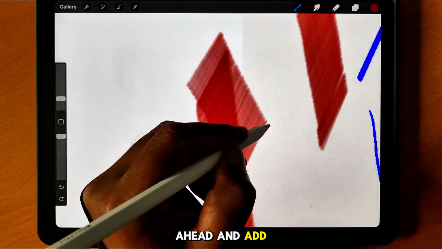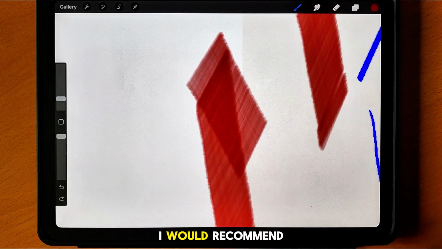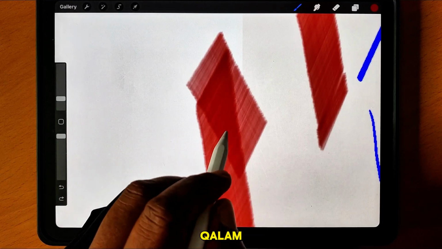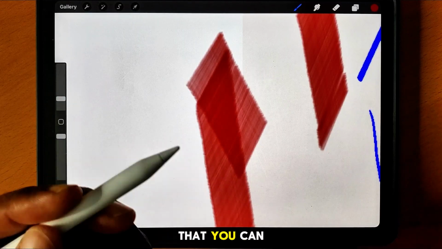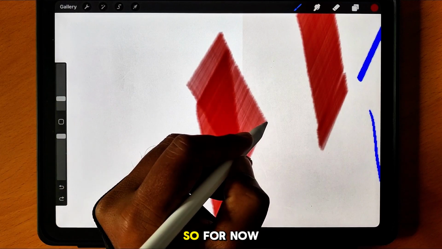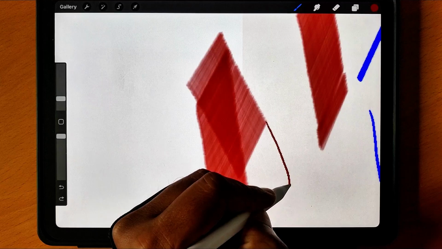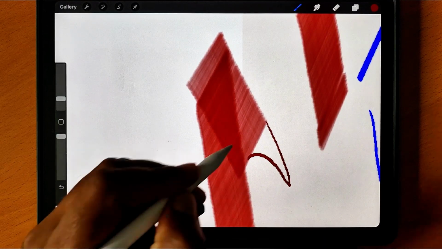Now let's go ahead and add the last part of the hilya, which is the tip. As a beginner, I would recommend that you just go ahead and sketch this in. There is a way to do this with the qalam, and it is an advanced technique. And when you are learning the thuluth script, it is something that you can practice on the go. So for now, I'm going to show you the shape of this tip so you have a better idea.